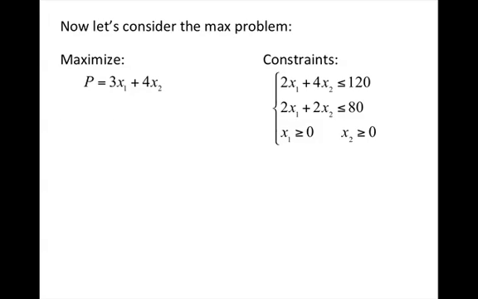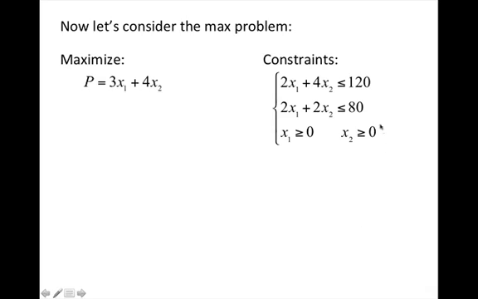So let's look at this max problem. I want to maximize p equals 3x sub 1 plus 4x sub 2. And then my constraints are 2x sub 1 plus 4x sub 2 is less than or equal to 120. 2x sub 1 plus 2x sub 2 is less than or equal to 80. And then I'm told each of my variables, x sub 1 and x sub 2, are greater than or equal to 0. So first, just to review, I want to determine if this is in standard form.